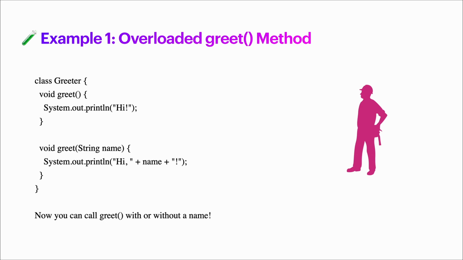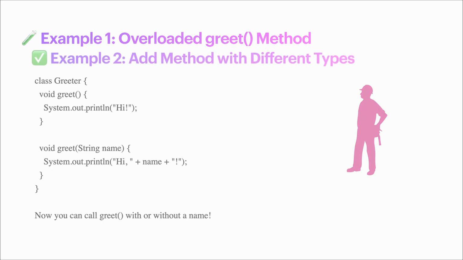Now you can call either of these two methods from the class. How do you do it? Either you call greet and it goes to the first method without a name, or you call greet and in the brackets you put in a name in quotation marks. That's how to call the second method.